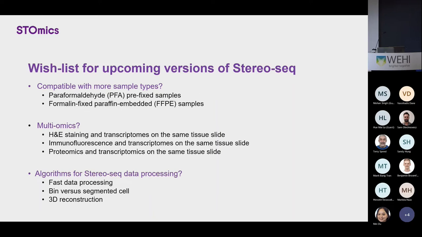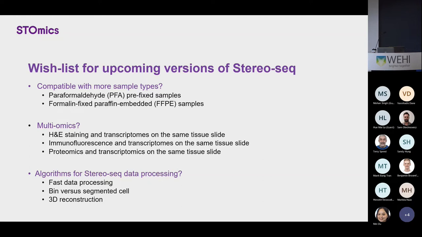So that said, what's next for Stereo-seq itself as a technology? In the process of doing the science and working with all our collaborators from around the world, we've gotten a very good understanding of what everyone hopes to be able to do with this technology next. So we have a wish list for how we will continue to improve it right now. We want to make it more compatible with sample types, especially FFPE, which is a challenge, but we're making tremendous progress with that. We want to be able to do multi-omics on the same slide, and also be compatible with H&E staining, immunofluorescence, and all that on the same tissue slide.